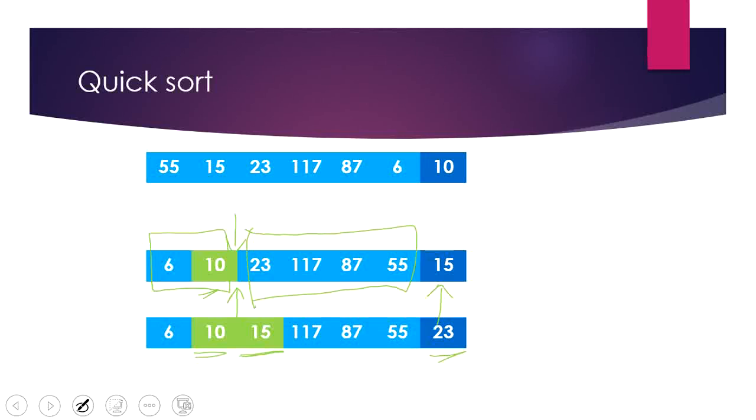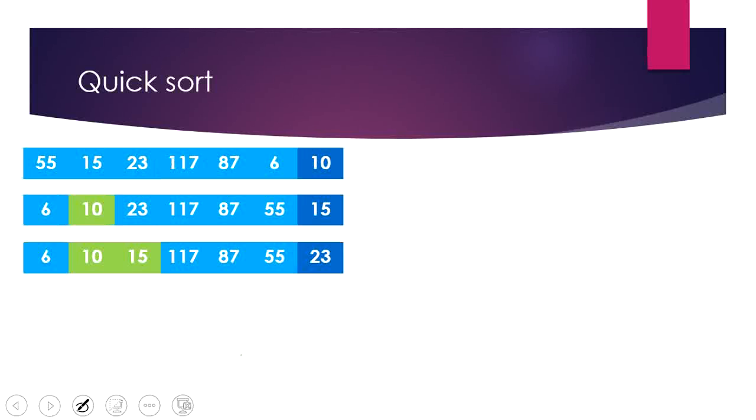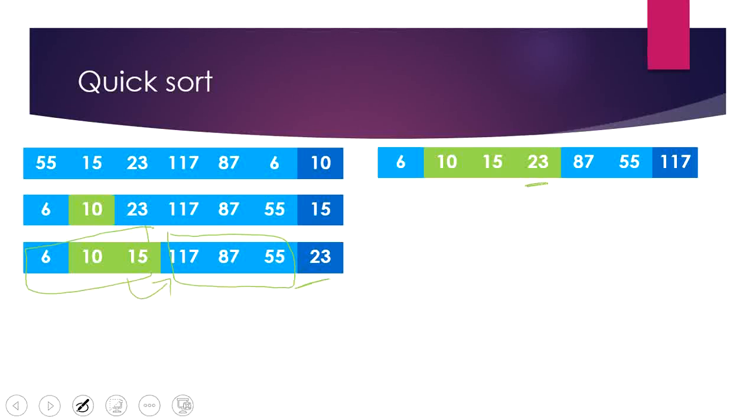Every time we choose a pivot and place it in its actual position where it has to be, until the array gets completely sorted. Now 23 is going to be our pivot. 23 will be placed after 15 since 23 is less than all these elements and greater than all these elements. So 23 came after 15. Now 117 is our pivot. 117 is the greatest of all, so the actual position of 117 is going to be the same.